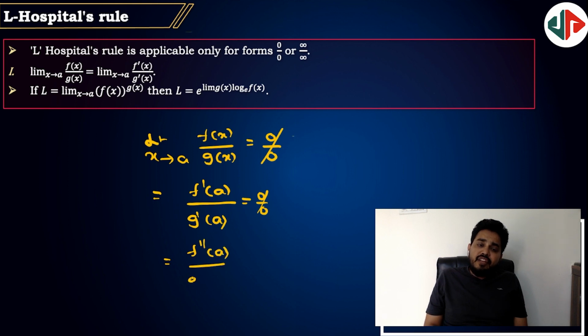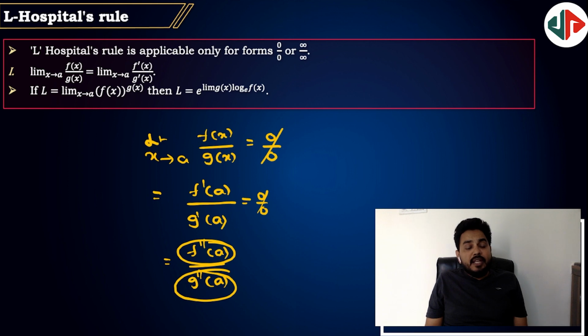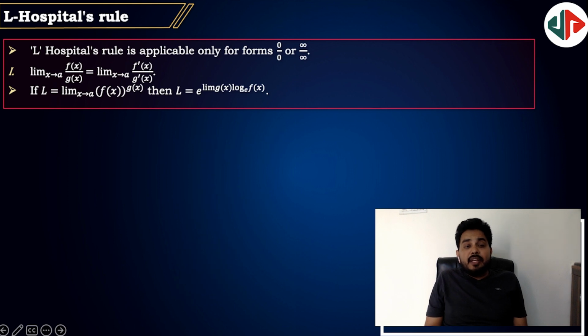And here, we should not differentiate u by v form. Differentiate the numerator separately and the denominator separately. Now, anyway, this will be discussed.